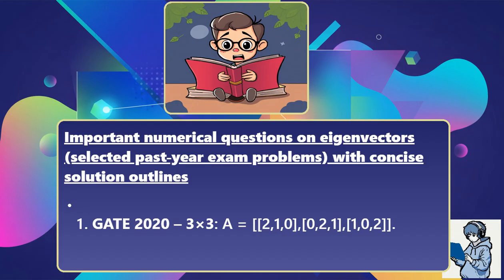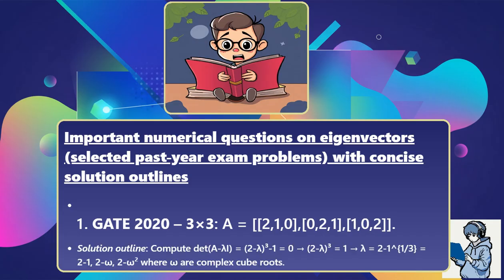Number 2, GATE 2020, 3 by 3. Matrix A = [2, 1, 0], [0, 2, 1], [1, 0, 2]. Solution outline. Compute the determinant of A − λI = (2 − λ)³ − 1 = 0, so (2 − λ)³ = 1.